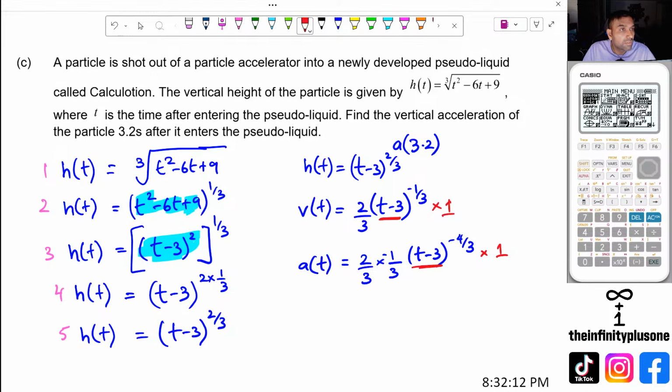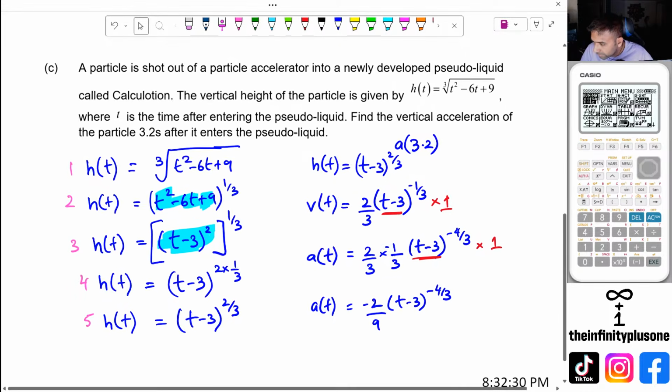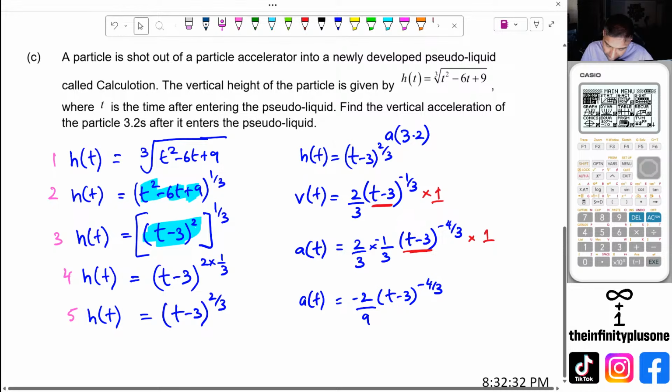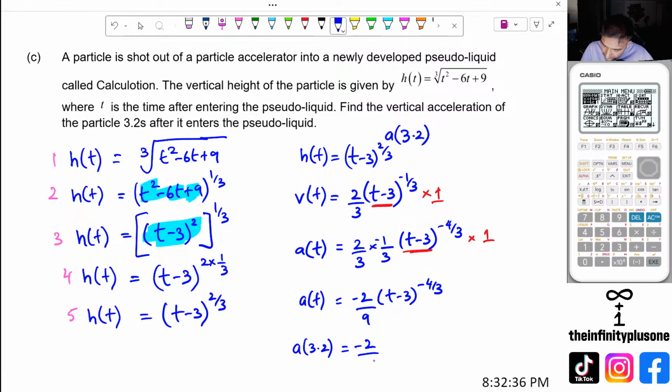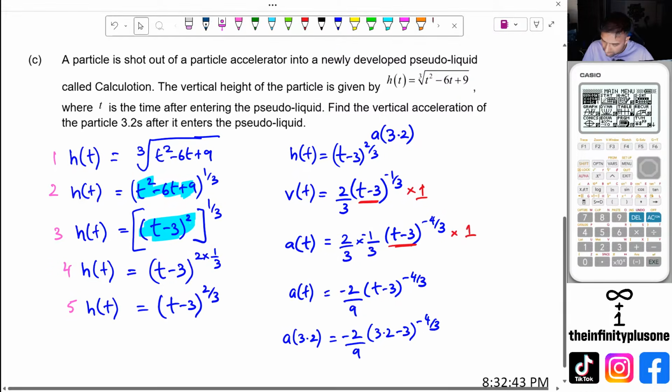Okay, so let me just check if everything is good here. I've got negative 2 over 9. Yep, so that's my acceleration there. So my acceleration equation is equal to negative 2 over 9 t minus 3 to the power of negative 4 over 3. So now at this point, I need to find acceleration after 3.2 seconds. So I just substitute 3.2 as t. And I should get a value.